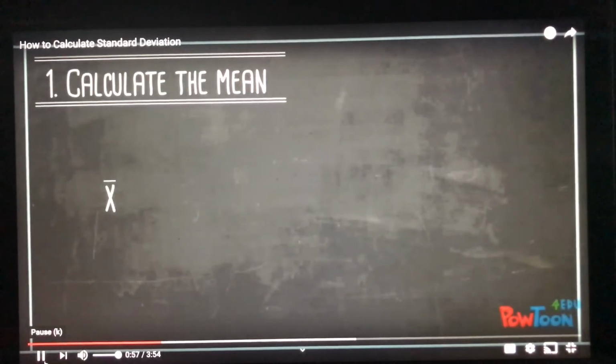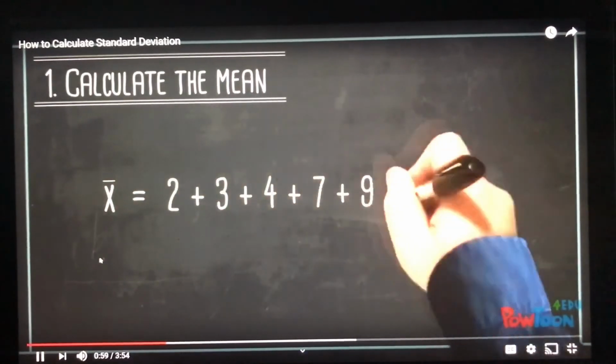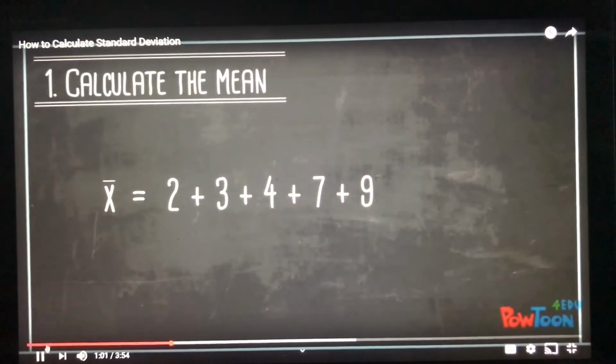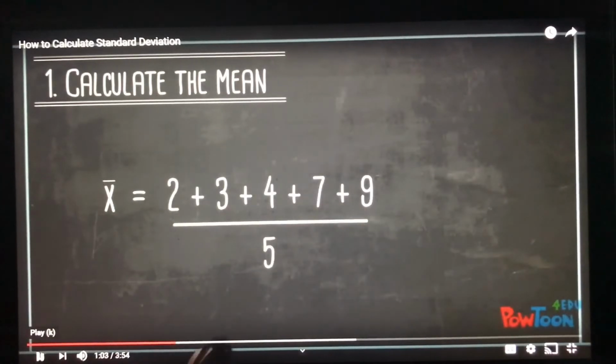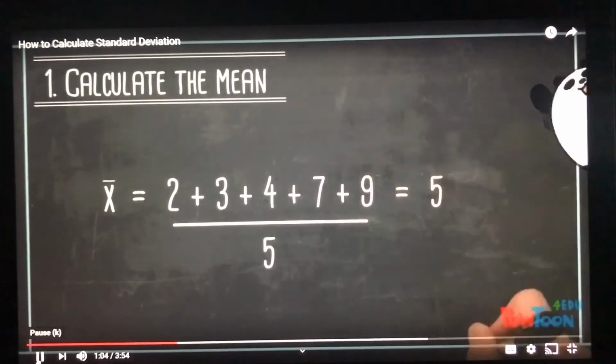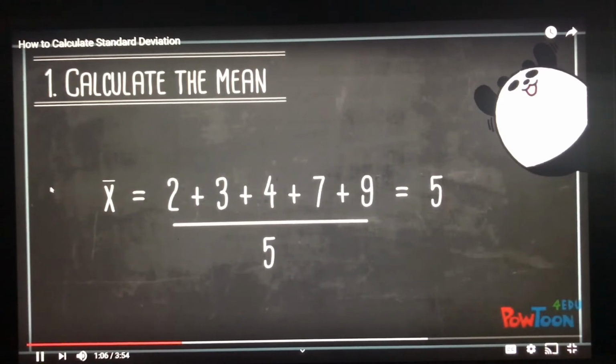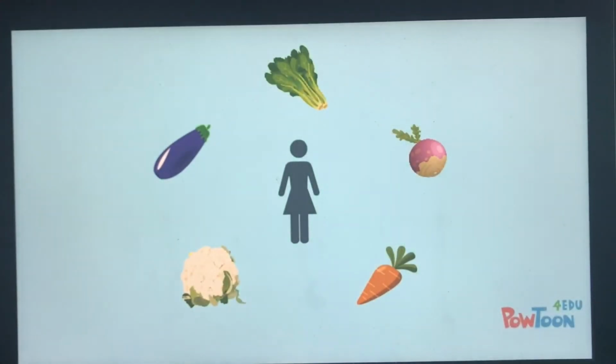In this case, the mean would be 2 plus 3 plus 4 plus 7 plus 9 divided by 5, which equals 5. They're using this variable so that you understand the difference between what is coming. The bar is just stating that this is your total mean of your data set. Our average friend has 5 vegetables in their fridge.